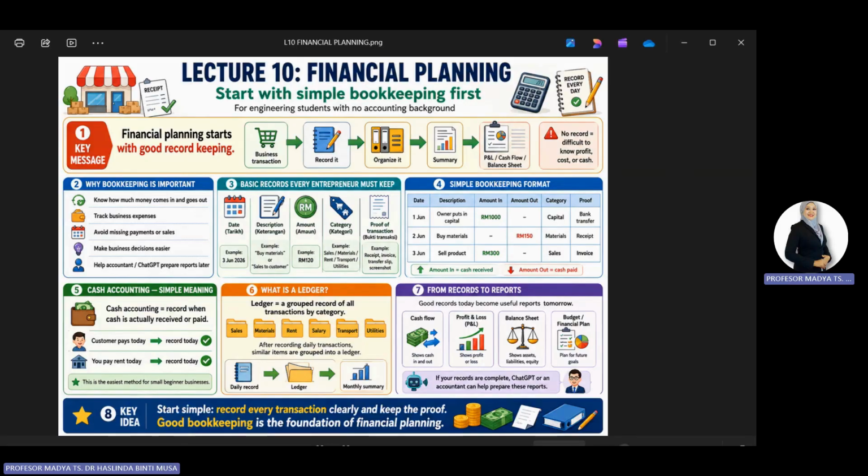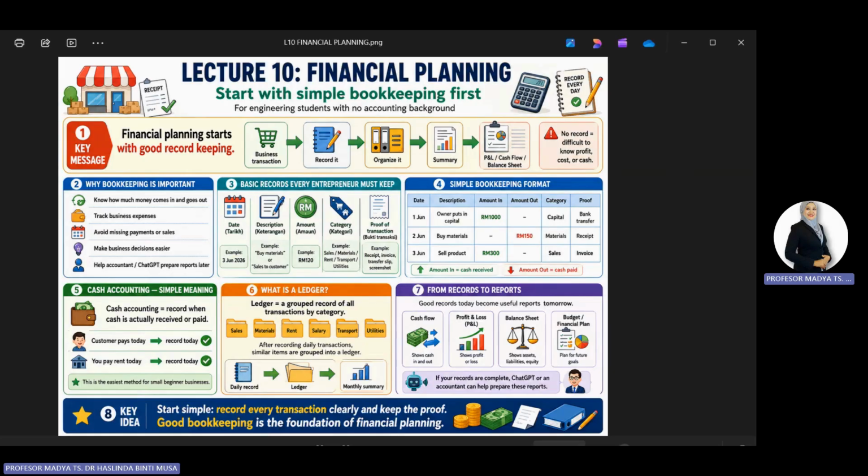So all materials purchases are grouped under materials, and all rental payments, you group under rent. All salary payments to your staff, you group under salary. All transport costs, you group under transport. All utility bills, electricity bill, water bill, and so on, you put under utilities. So the process is like this: daily record, go to ledger, and then from the ledger it becomes your monthly summary.